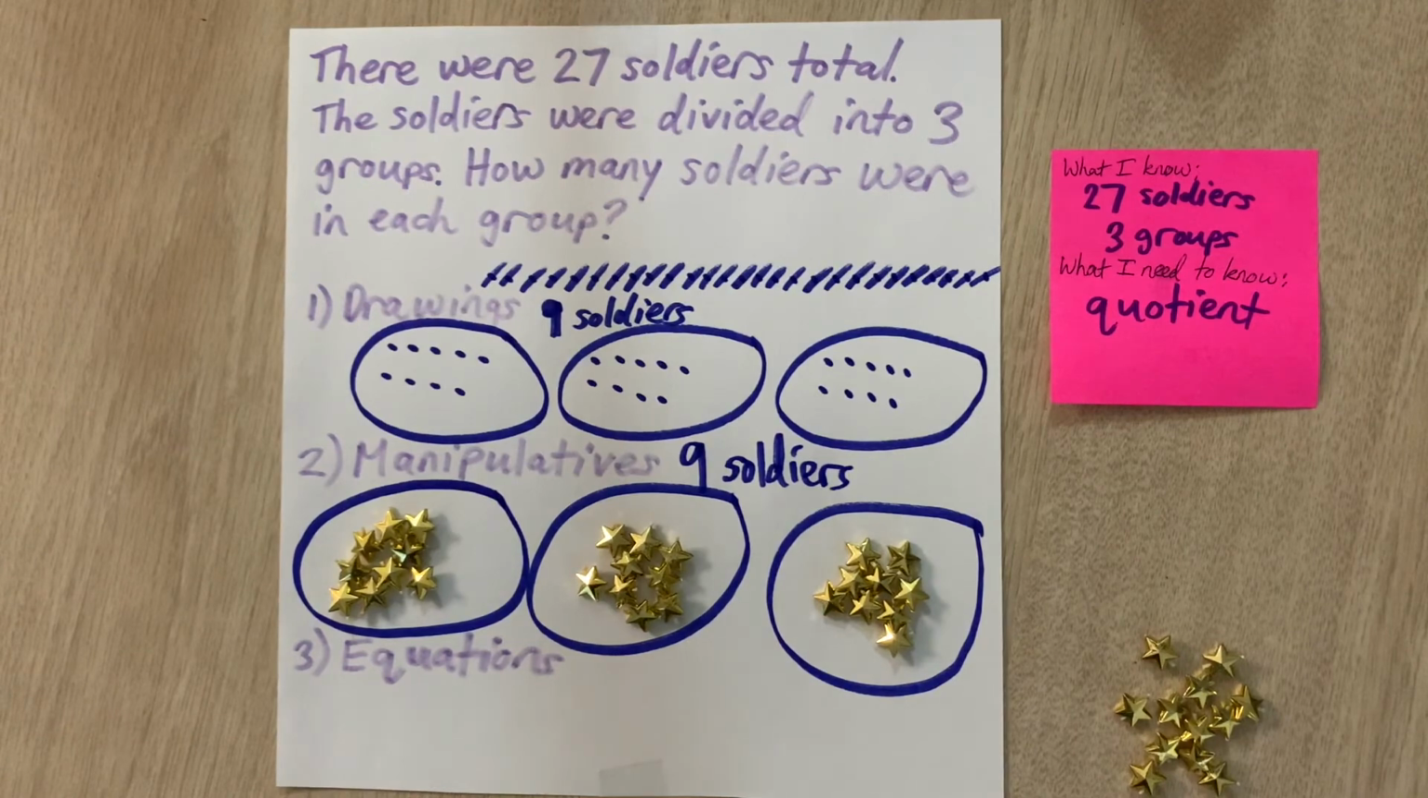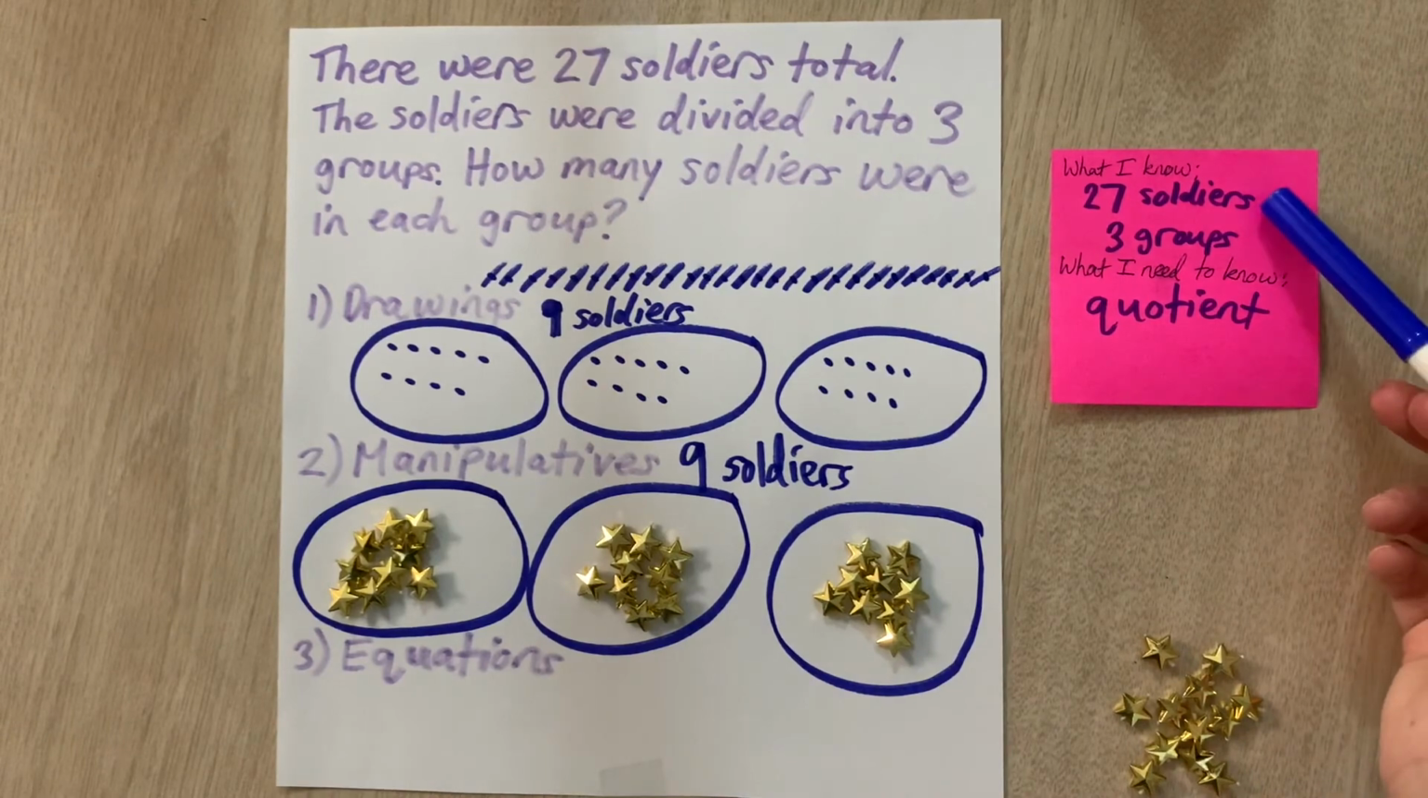So this strategy was a little more efficient because we didn't have to cross our stars out like we did when we had to cross out these dots. So this strategy worked a little bit better. But let's try another one too. Our third strategy is equations.